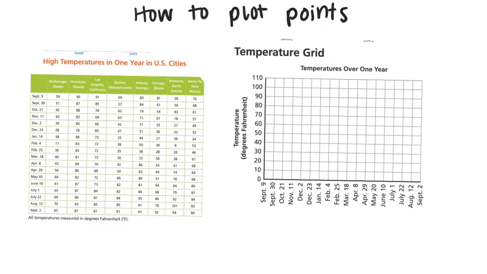Okay, so now we're going to learn how to plot points. So many times you will be given a chart like this, okay, where we have right here the different cities in the United States that had recorded their temperatures, and these are all measured in Fahrenheit. And then you will get a graph like this and you would have to plot it, okay. So how do we do this? How can we plot our points?